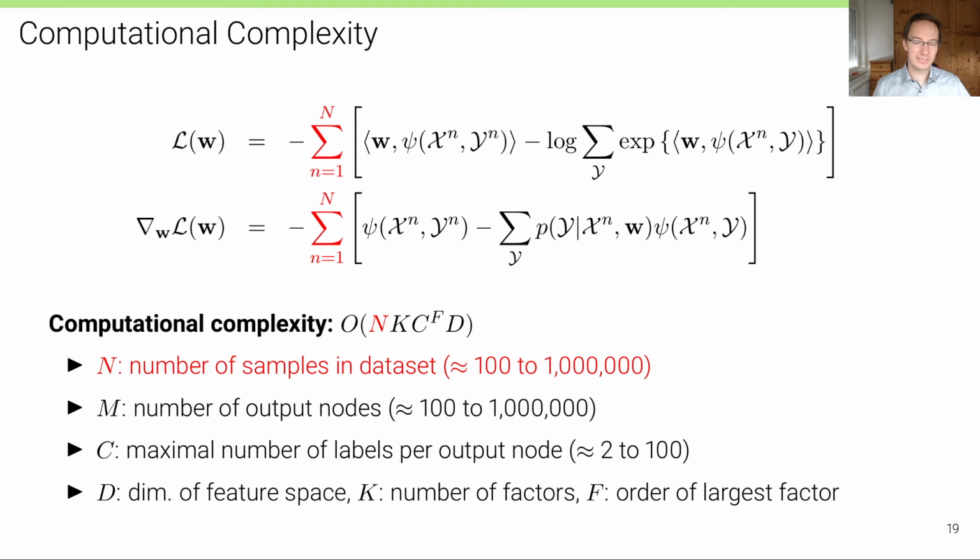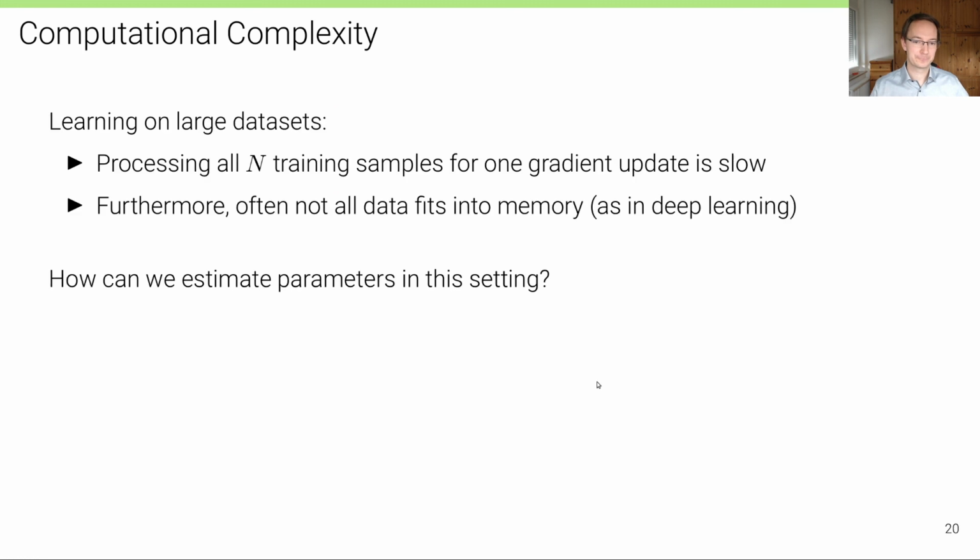Now let's look also quickly at the other terms that contribute to the computational complexity. The first is the size of the data set, the number of samples. That could be just 100 annotated samples, but in some cases it could also be 1 million. And of course, because this is the sum over all these samples, this adds linearly to the computational complexity of computing the gradient and the loss function, which again has to be computed at every step of the gradient descent algorithm. So learning on large data sets becomes problematic, because processing all n training samples for one gradient update is slow, and often it doesn't even fit into memory, for example if you use GPUs as in deep learning.